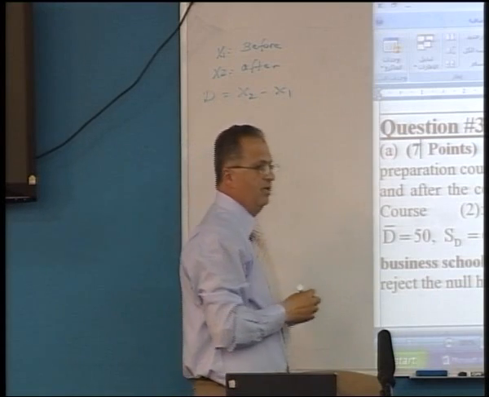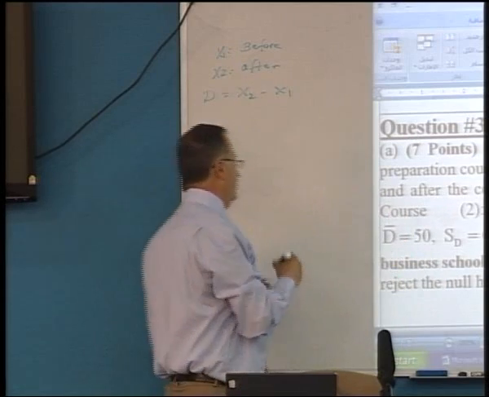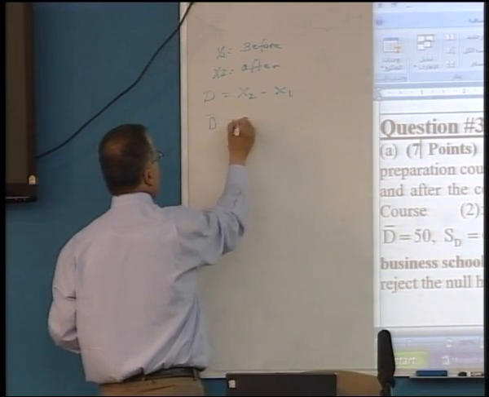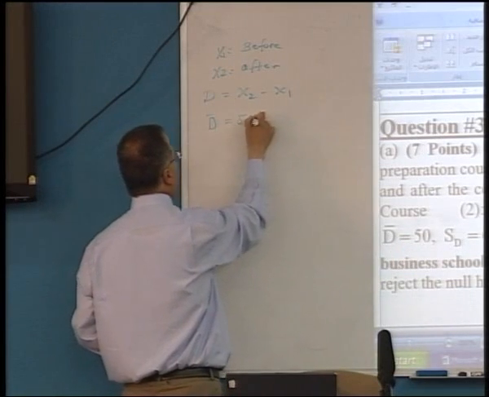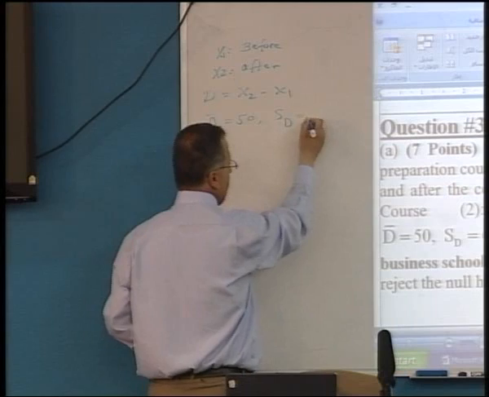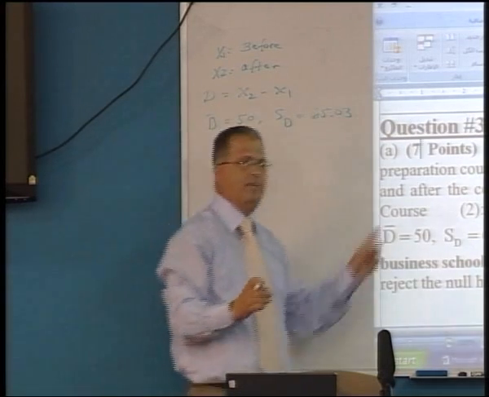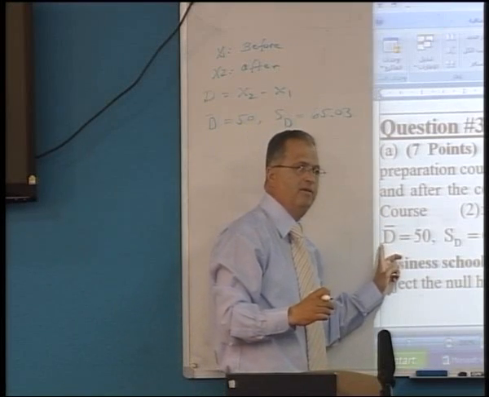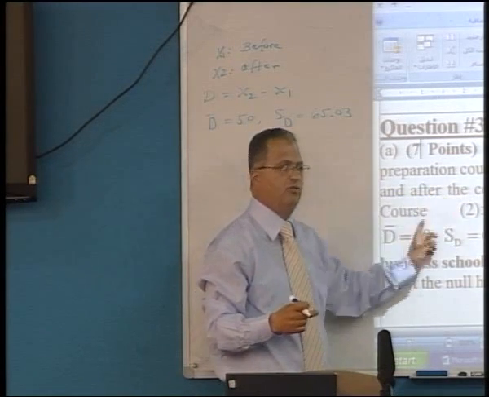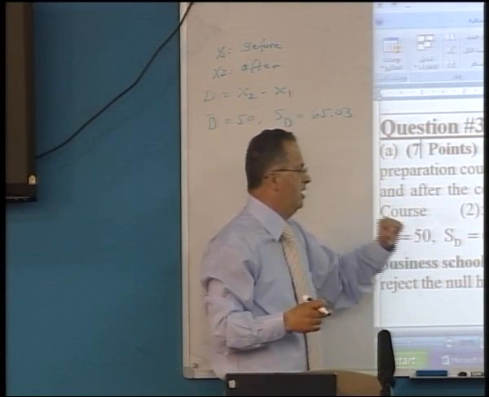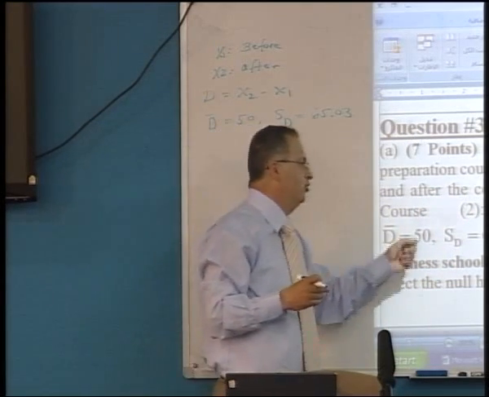Now suppose the calculations give the mean of the difference equal 50, and the standard deviation of the difference is 65.03. So the sample statistics are the sample mean for the difference and the sample standard deviation of the difference. So these two values are given. Test to determine the effectiveness of a business school preparation course.